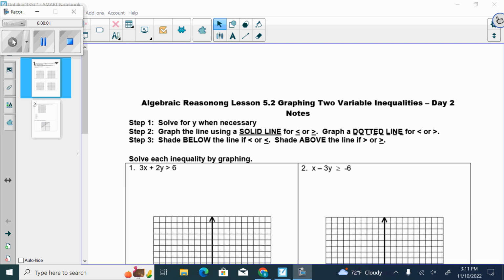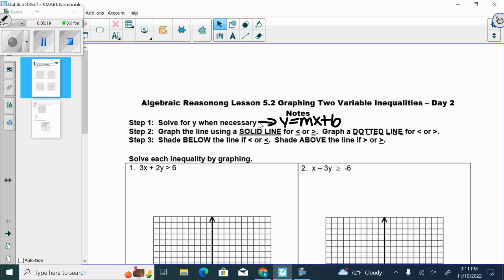They remind us what our 3 steps are. So they had this on our notes yesterday too. Remember, first step is solve for y when necessary. Remember, this means we want it in y equals mx plus b form. Okay? So if it doesn't look like that, that's the first thing we're going to fix.